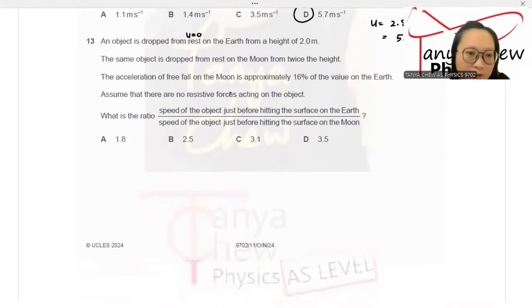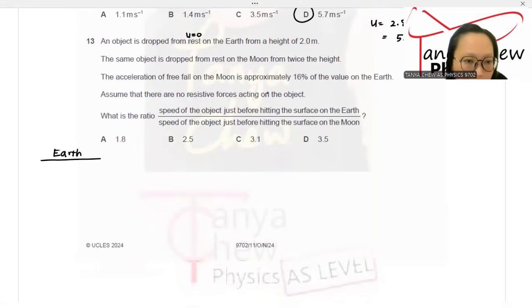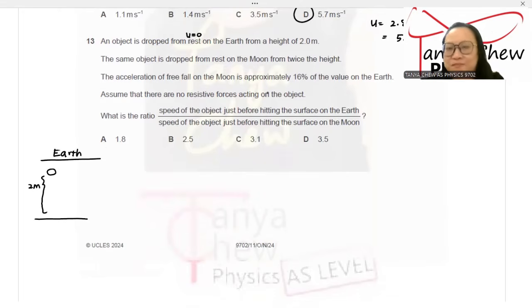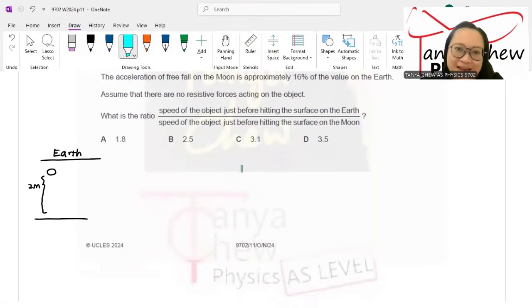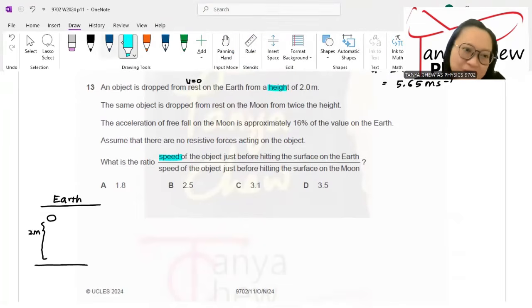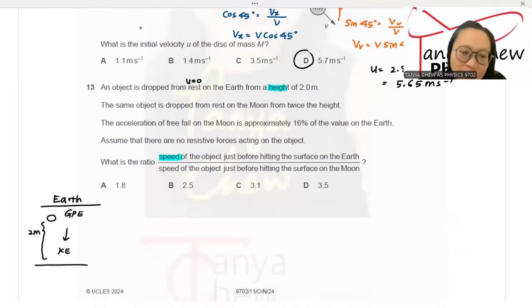Now I better resolve it for Earth first. This object is being dropped. Okay, this is Earth, height 2 meters. When I draw, I can see it clearer. From rest, and then they ask about the speed. When you see a height is being given, there's another hint here. Look for the hint, like what I say. When you see there's a height and they ask you for the speed, always use the principle of conservation of energy. So the initial energy will be GPE converted to kinetic energy. I am definitely going to use that on Earth.